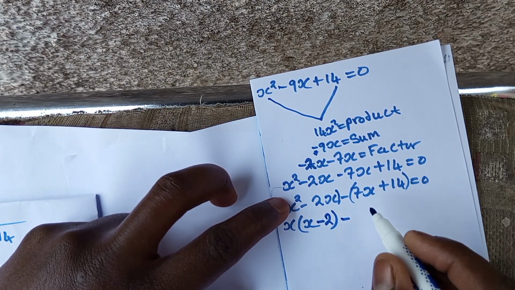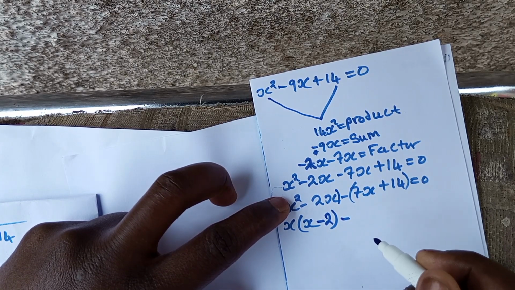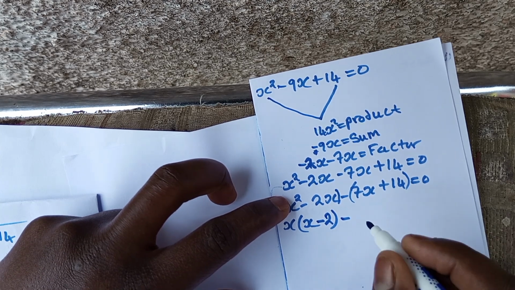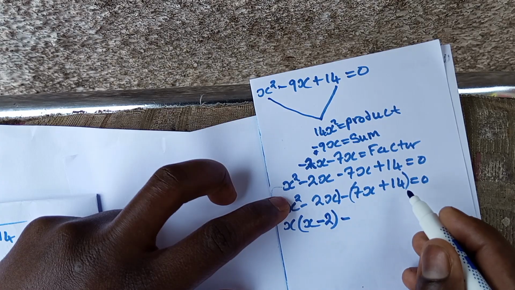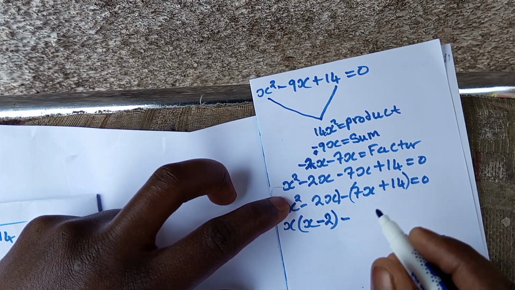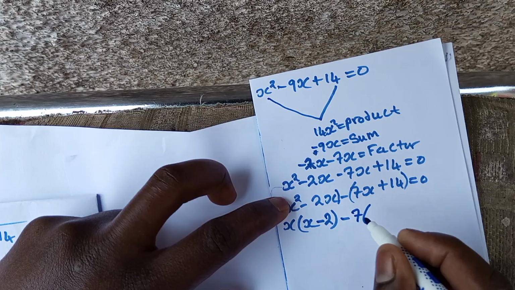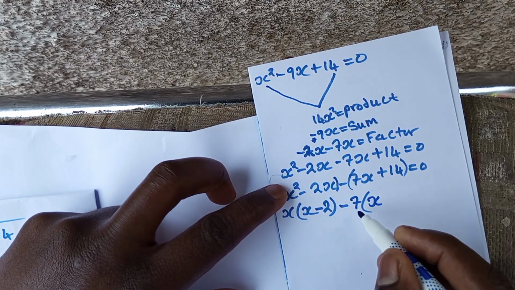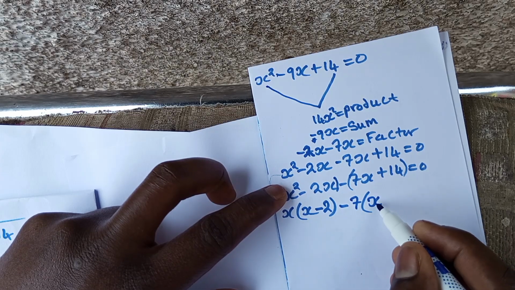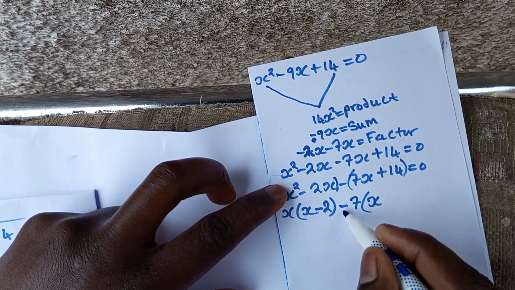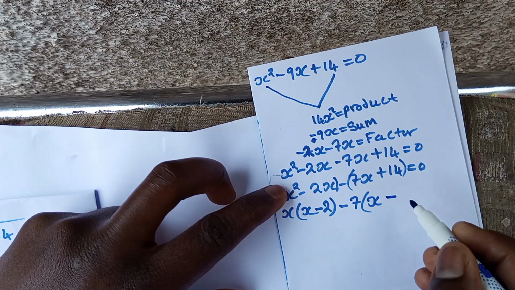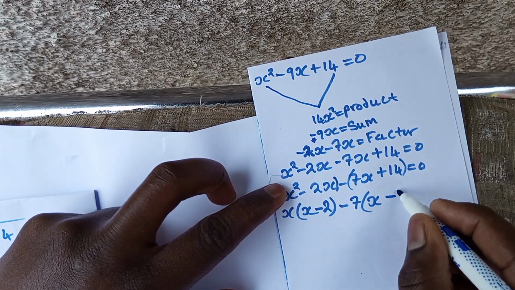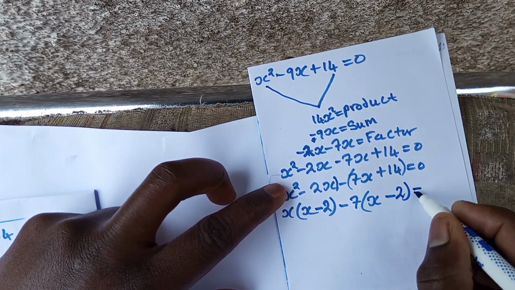What is common here is 7. Why? Because 7 can enter into itself, and then 7 can enter into 14. So the common factor between 7 and 14 is 7. Factorize 7. 7 and 7 cancel. What is remaining is x. If you multiply 7 times x, you are going to have 7x. We see minus times plus is minus. 7 can enter into 14 how many times? 2 times, equals to 0.